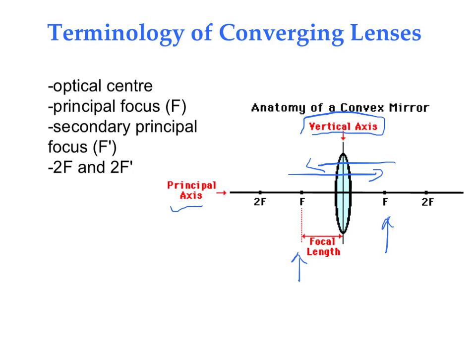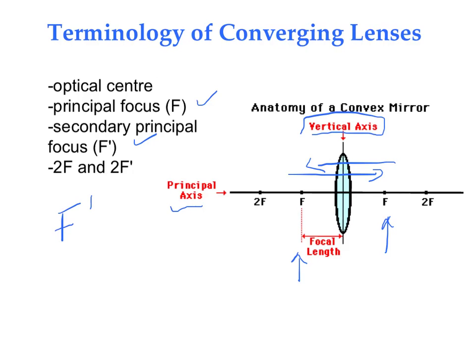And that's by using these terms, principal focus and secondary principal focus. So the principal focus is your focal point that is on the other side of the lens from where your object is. The secondary principal focus, or F prime, when you see this little apostrophe beside the F, the word we use for that is prime. So this is called F prime.